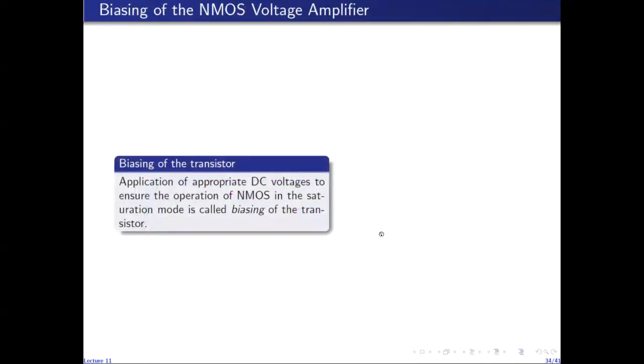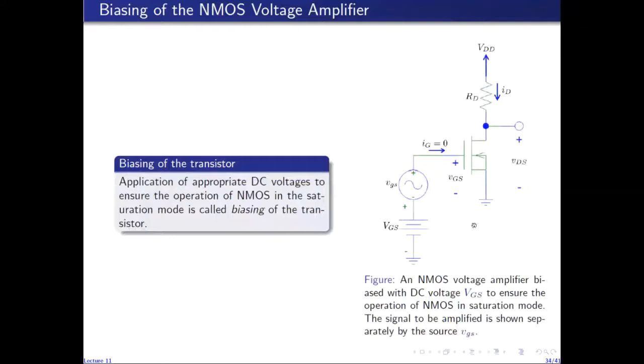So in order to do that, we must apply appropriate DC voltages at the input, and application of appropriate DC voltages to ensure the operation of NMOS in the saturation mode is called the biasing of the NMOS device, as is shown in this circuit here.